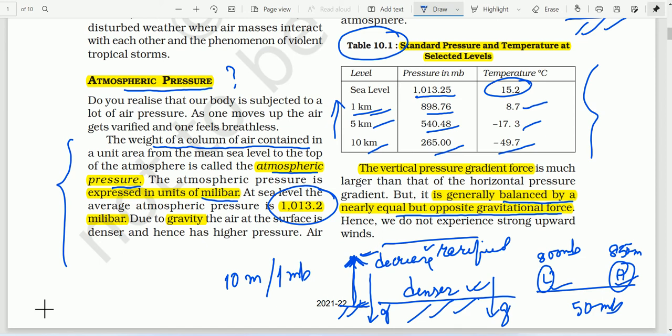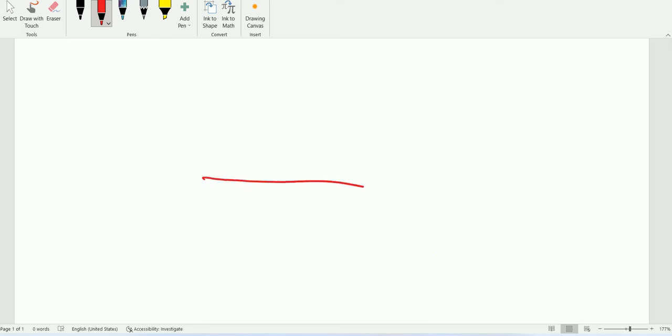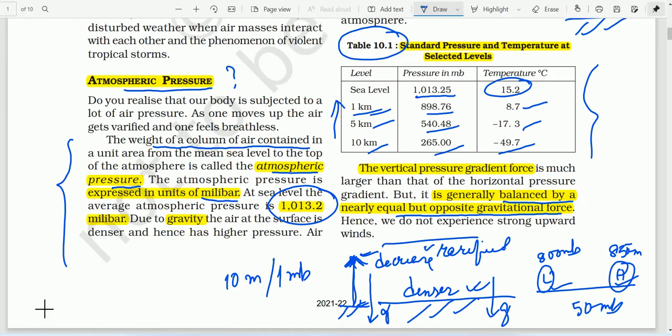Okay, so let me just show you. Let us say this is the surface. On the one hand we have this vertical pressure gradient, and on the other side we have gravity, and this vertical pressure gradient is equally balanced by gravity, and that is why we don't feel the vertical movement of the air. Hence we do not experience strong upward winds.